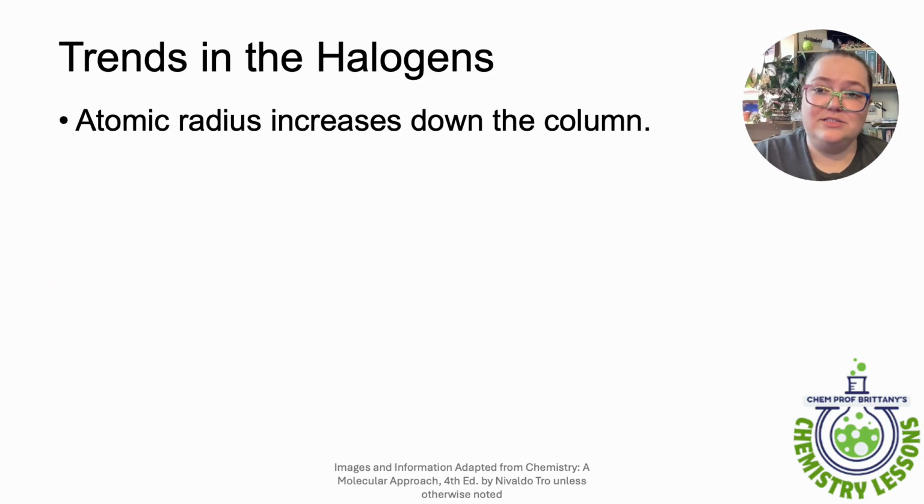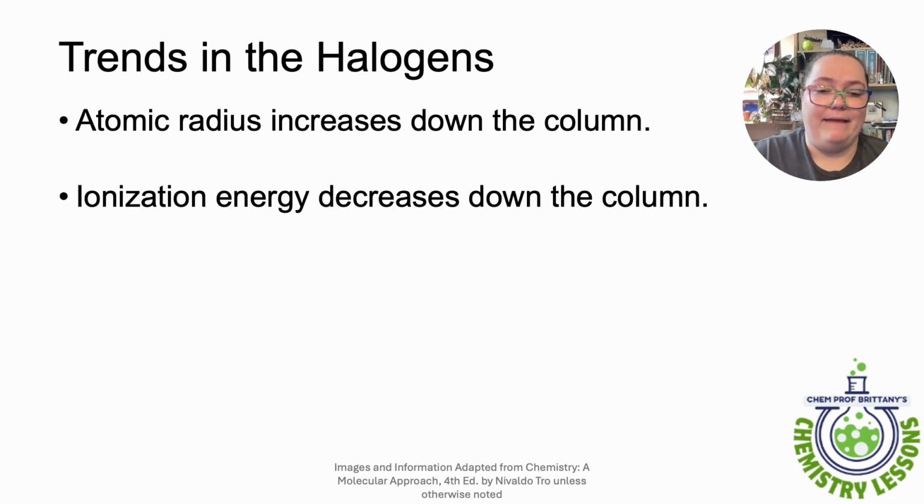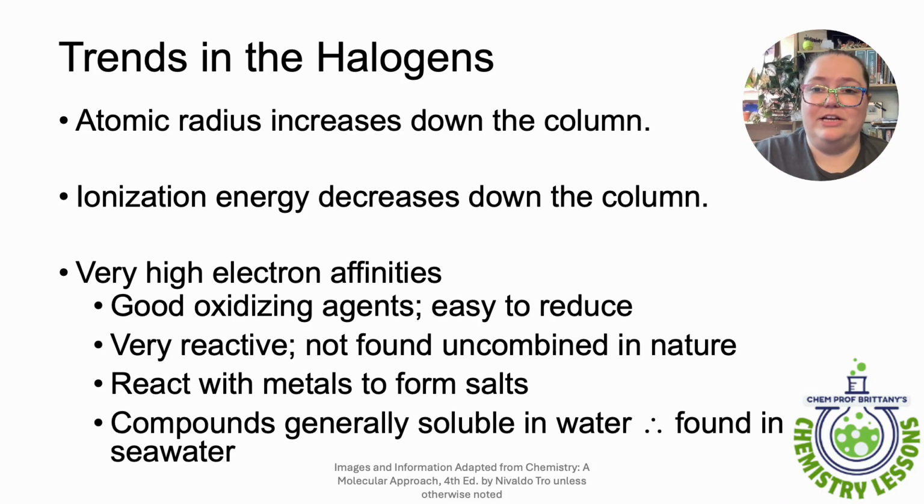All right, our halogens on the other side are very much nonmetals. Our atomic radius increases down the column. Ionization energy decreases down the column. They have very good electron affinities, so they're good oxidizing agents and are easy to reduce, or add electrons to. Very reactive. You're not going to find them uncombined in nature. They'll react with metals to form salts, and their compounds are generally soluble in water, hence they're found in seawater.